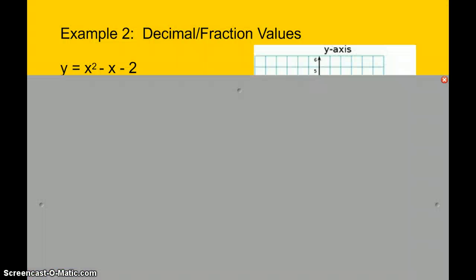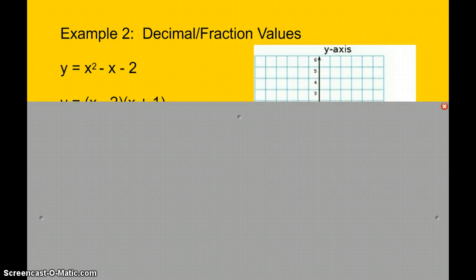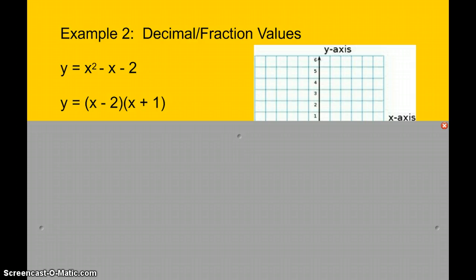Let's look at an example of this where you're going to have to do all these steps we talked about on the previous page, and you're going to get a little bit of an ugly answer, but that's okay to get ugly answers. So we start with y equals x squared minus x minus 2. And because we're doing graphing in factored form today, obviously you're going to need to factor that. Y equals x minus 2 times x plus 1. At this point, we're under the assumption you can all factor.